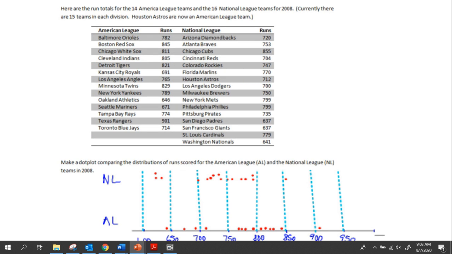Here are the run totals for the 14 American League teams and the 16 National League teams for 2008. Currently, there are 15 teams in each league. Houston Astros are now an American League team. Make a dot plot comparing the distributions of the runs scored for the American League and the National League teams in 2008. So I have done that below.